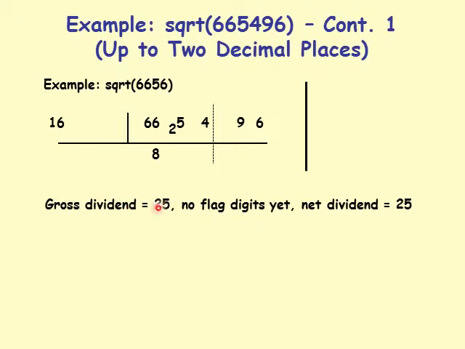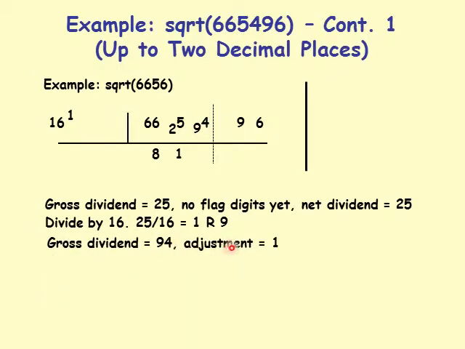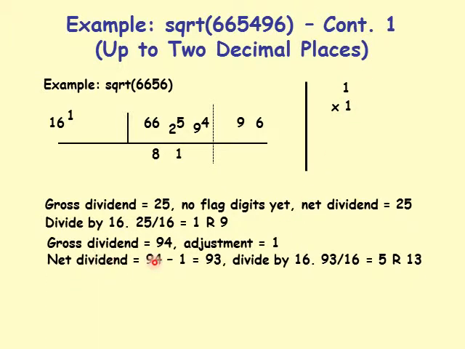Gross dividend is 25, no flag digit so far. Net dividend is also 25. We divide 25 by 16, which is 1, remainder 9. So 1 goes in as the quotient digit, and 1 goes in the flag digit. The 9 remainder comes here. Gross dividend is 94, and the adjustment is 1, the duplex of 1, which is 1 times 1, which is 1. Net dividend is 94 minus 1, which is 93.